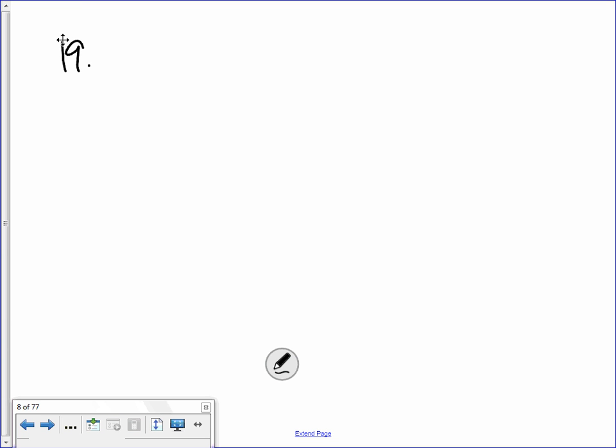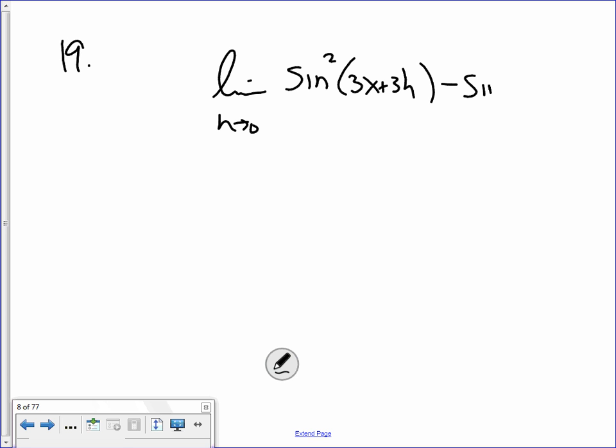19, they're asking us for this limit. In fact, the limit that they're asking us for, sine squared 3x plus 3h minus sine squared 3x over h. Tried to plug 0 in for all the h's, and guess what I got? 0 over 0. See, if I got 0, I'd be done. 0 over 0.